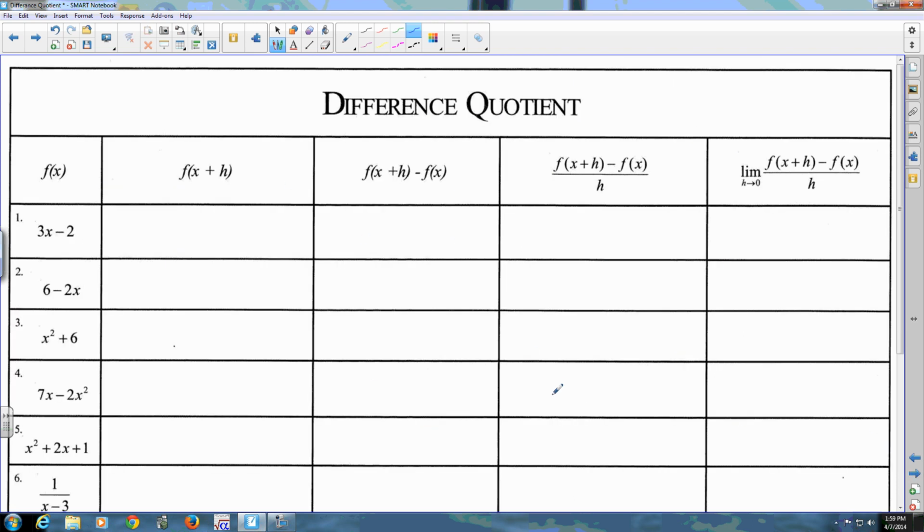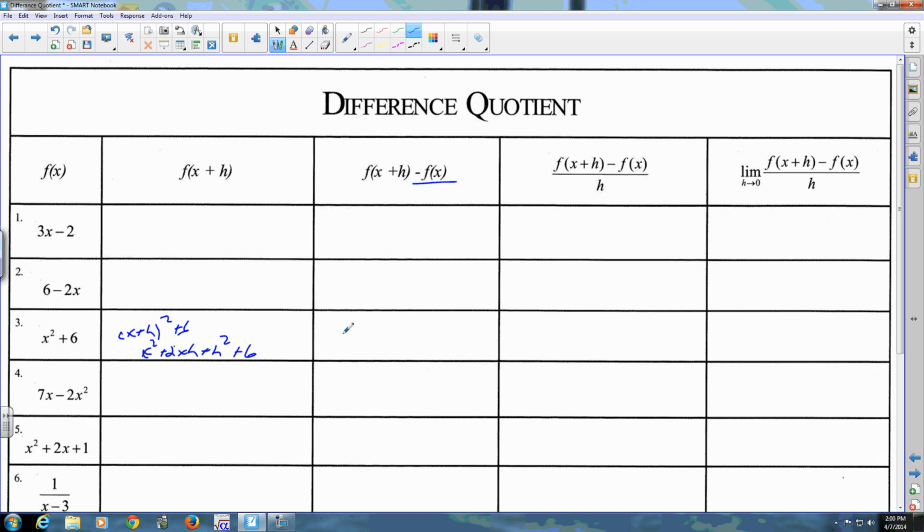This is your homework. You guys are to fill this out. For example, let's do this one first. I want you just to find f of x plus h. So that would be (x plus h) squared plus 6. So that would be x squared plus 2xh plus h squared plus 6. That's the answer for the f of x plus h part.